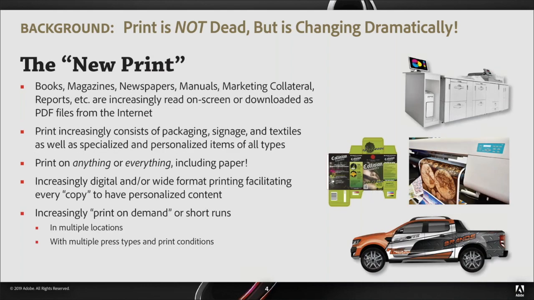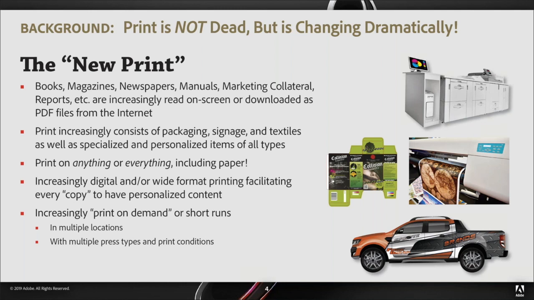What about the new print? Well, the things that we used to print very often are going on screen or are downloadable as PDF files from the internet. A lot of that marketplace has gone away and it's not coming back. The print marketplace that we are looking towards increasingly consists of packaging, signage, textiles, as well as personalized, specialized items of all types, car wraps, bus wraps, wide format printing, packaging especially. We can print on anything and everything, including paper. Okay, in other words, very often we're printing on plastics, textiles, etc.